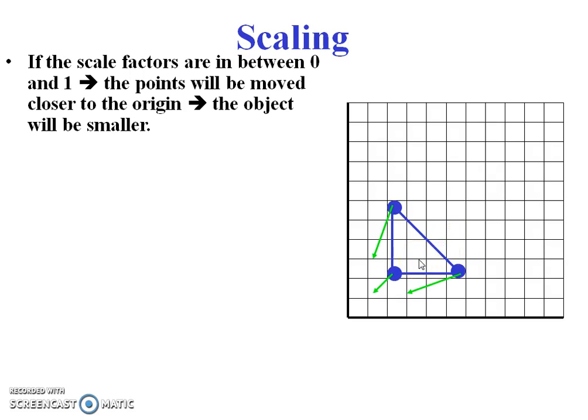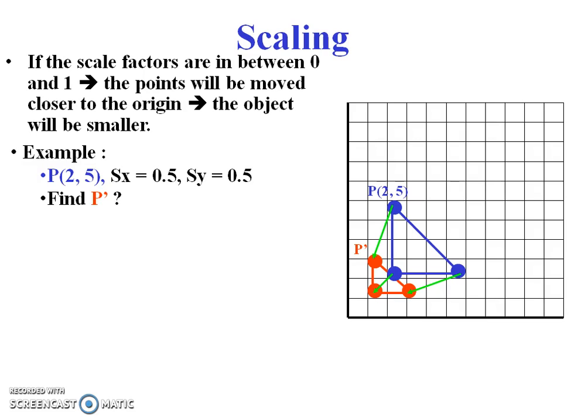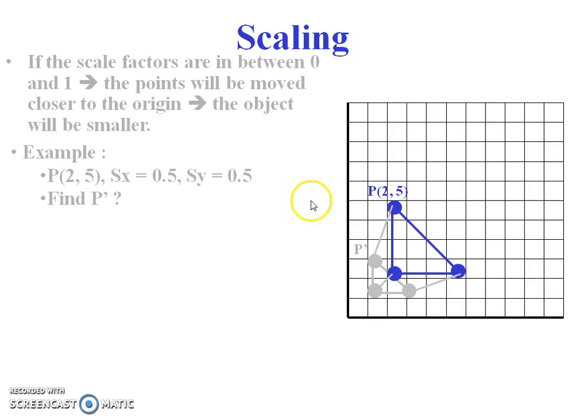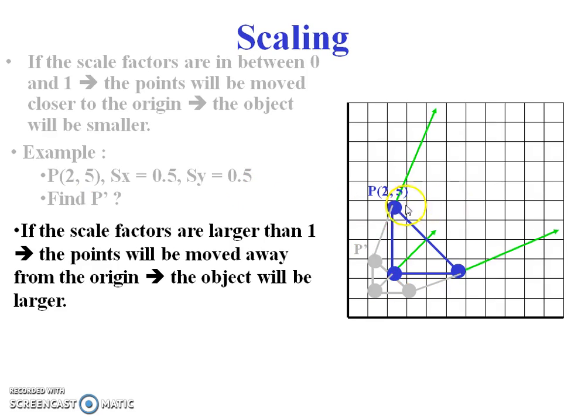This is another scaling example. Once again, we are reducing the size by scaling here. Previously the original size is large, and now the size is reduced a little bit. Example again: P is (2, 5) and Sx is 0.5 and Sy is 0.5. So the P prime values will be calculated accordingly.